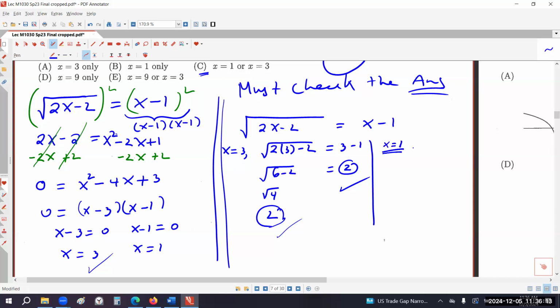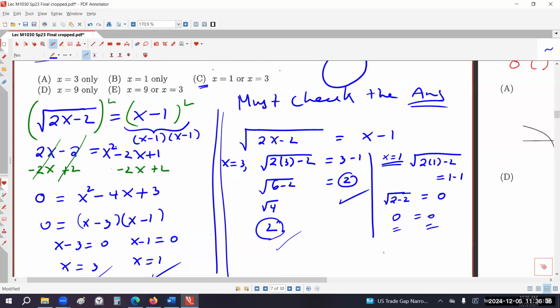When x is 1, we have the square root of 2 times 1 minus 2. That's supposed to give us 1 minus 1. So 2 minus 2 and 1 minus 1 is 0. That gives us 0 is 0. So in this case, yep, we accept both.